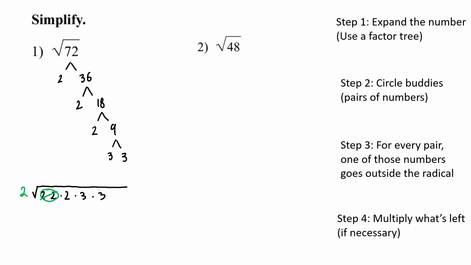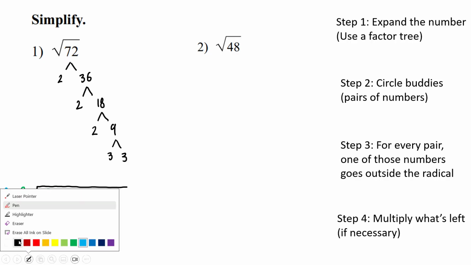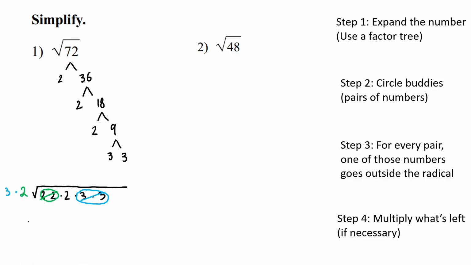Then I have a pair of threes. For every pair of buddies, one of those goes on the outside. Cross it out. Once you have done that, then you multiply through what's left over. So I have 3 times 2 on the outside, so that's going to be 6. And then a 2 left on the inside. So 6 square root of 2.